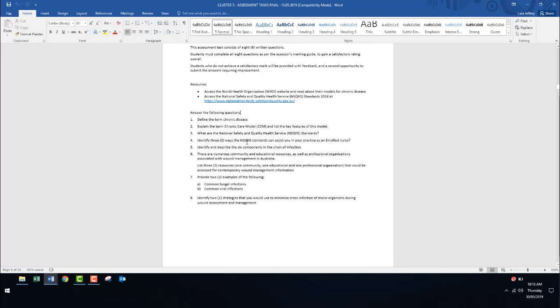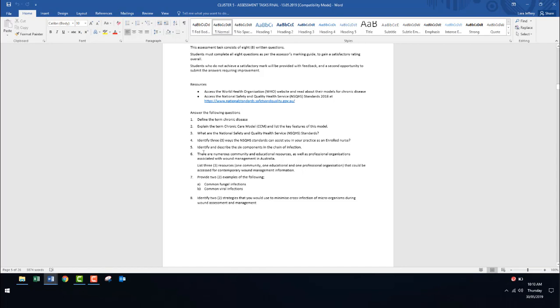Identify 3 ways in which the National Safety and Quality Standards can assist you in your practice as an enrolled nurse. Okay, so for this one, I want you to pick a standard. So as you can see up here, there's 8 standards. Okay, I want you to pick a standard and then give an example of that standard in practice and how that standard assists you in your nursing practice. Okay, so just look at the wording here, 3 different standards, and then how can the standard assist you in your practice as a nurse? So give us an example.